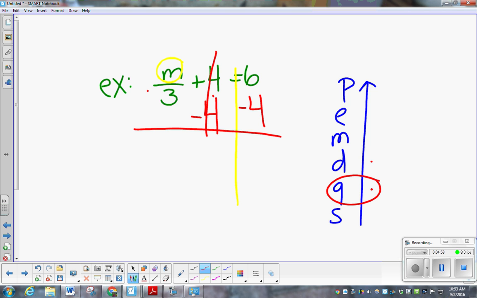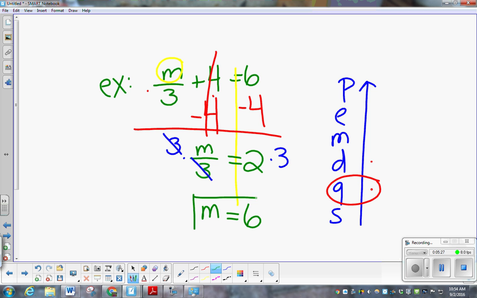Positive 4 minus 4 is 0, so we don't need to write that anymore. We can just write m over 3 equals 6 minus 4, which is 2. And now we're down to a one-step equation. So to get rid of divided by 3, we want to multiply by 3. I like to write it on the top because that shows me it's 3 on top, 3 on bottom, 3 divided by 3. I need to multiply by 3 on both sides of that equation. So now I'm left with m equals 2 times 3, which is 6. I can plug that in. 6 divided by 3 is 2, plus 4 is 6. So we know that it works when I plug it back in.